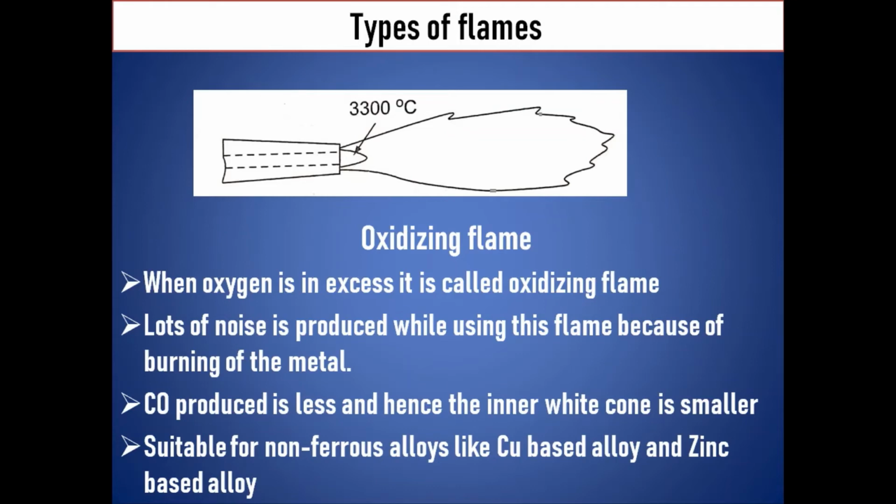So the oxidizing flame is also not used much compared to the neutral flame, but in some cases like non-ferrous alloys, copper based alloys and zinc based alloys, which are very difficult to oxidize, we have to use an oxidizing flame. In this case, as you can see in the figure also, the inner white cone is smaller compared to both the neutral and carburizing flame, and the temperature generated will be maximum in this flame.